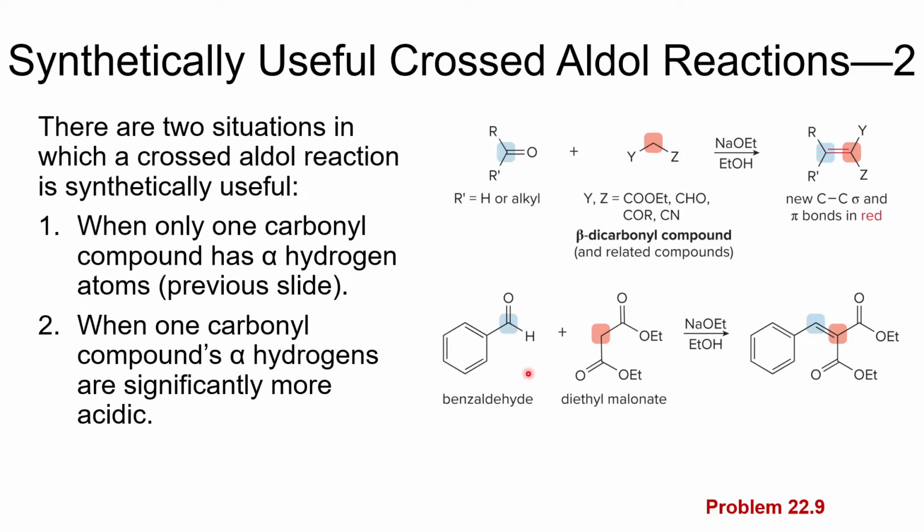All right, here is an example, and here we've chosen a purposely more acidic alpha hydrogen. We can deprotonate that alpha hydrogen, and it does the aldol reaction on this carbonyl. And because there is a benzene ring here, instead of getting the aldol product, we get the aldol condensation product. So let's look at number 9. Look at number 9 on the in-class assignment.